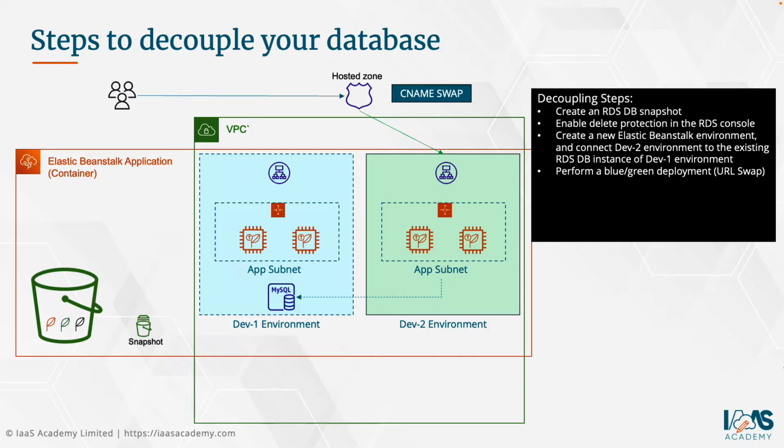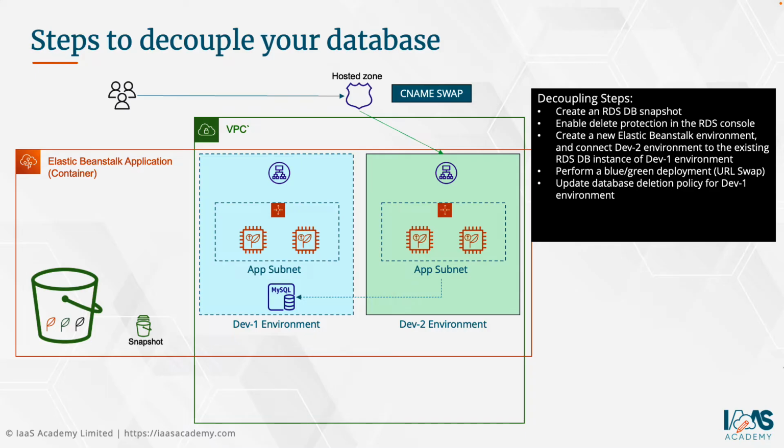Okay, so once you've performed the blue-green deployment and done the CNAME URL swap, give it a bit of time and ensure that your users are now able to connect to the green environment, hence the name blue-green deployment. Once you are satisfied that everyone is now connecting to the green environment, the next step is to update the deletion policy in the environment of Dev1, so the blue environment, so that you select the retain option rather than the delete option that is the default option when you are building out this environment.